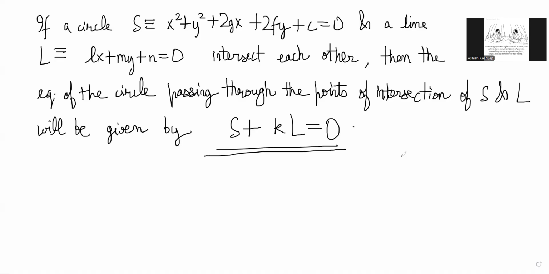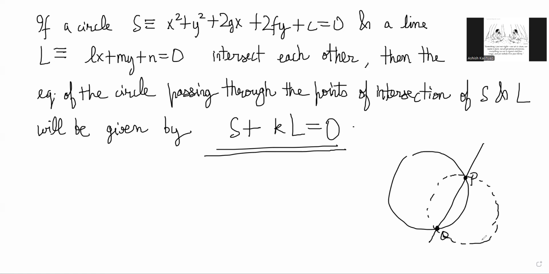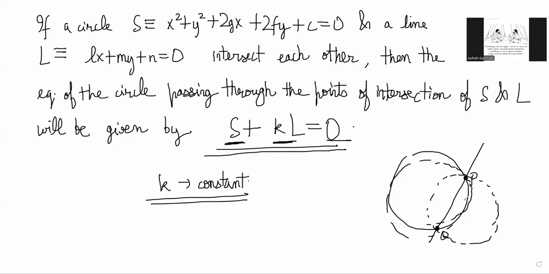So basically, if a line and a circle cut each other at points P and Q, and I want the equation of a third circle passing through P and Q, then that equation could be in the form S plus KL equals 0, where K is a constant. You can change the value of the constant and you'll get all possible circles that pass through P and Q. There are infinite circles that pass through P and Q, and all of them are covered by this standard equation S plus KL equals 0, where K can take different values, right?